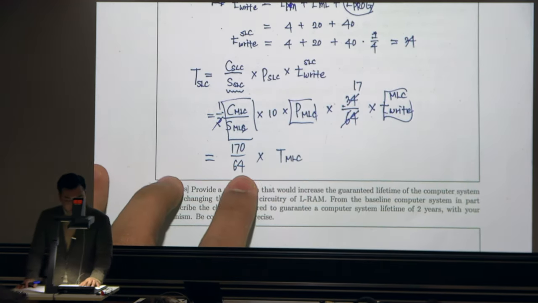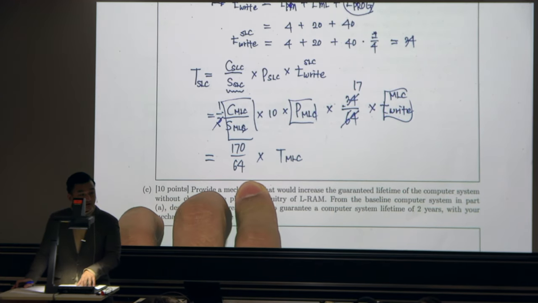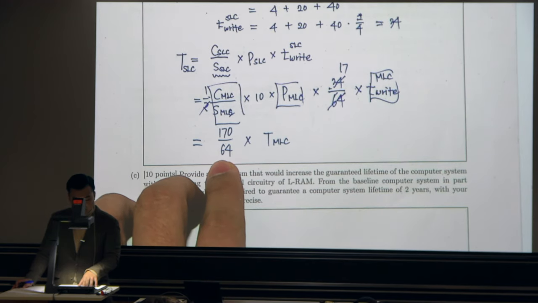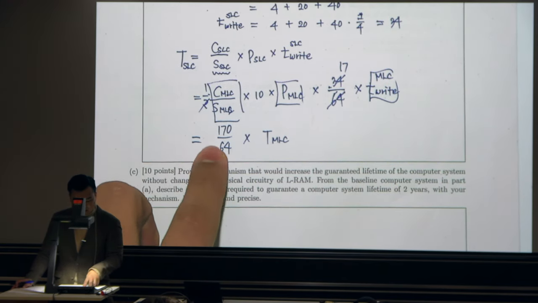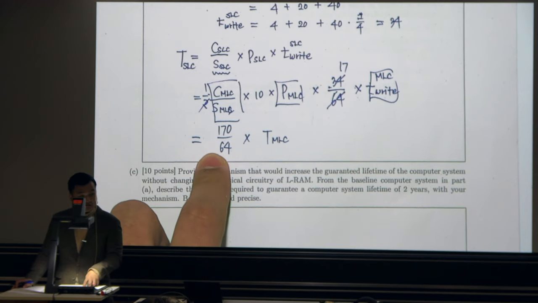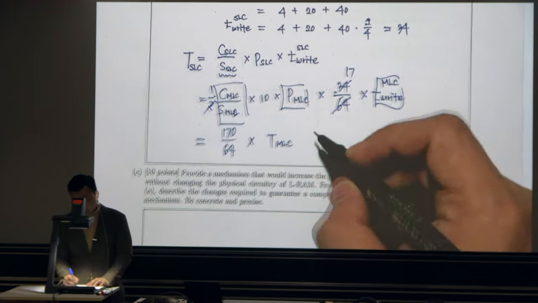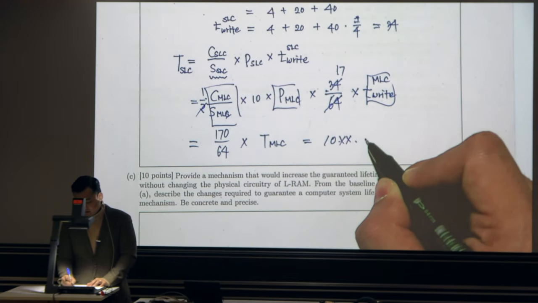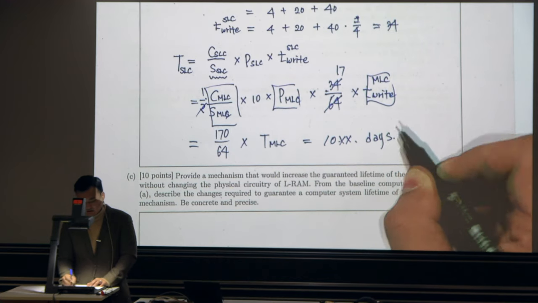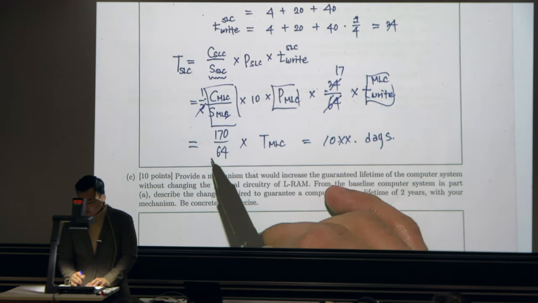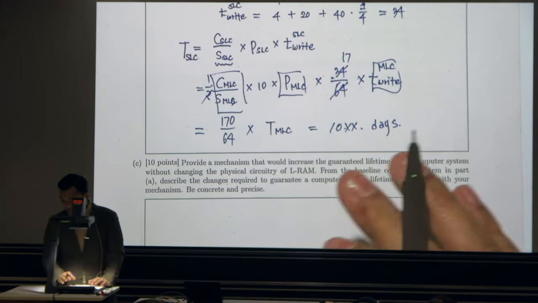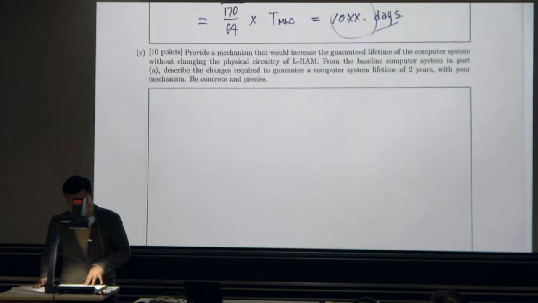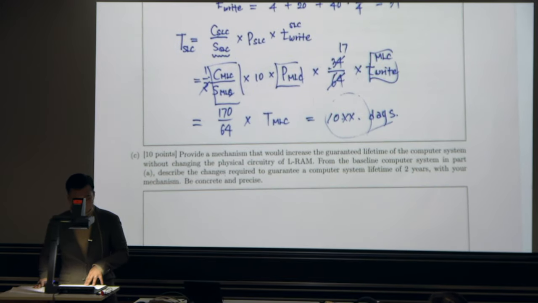Yeah, so this means that by using LM device as a SLC device, we can improve. The improvement gain is about less than 3x, right? So as I remember, this is about 1000x days. And for the final form, you don't need to calculate the exact number of this. Is it clear?